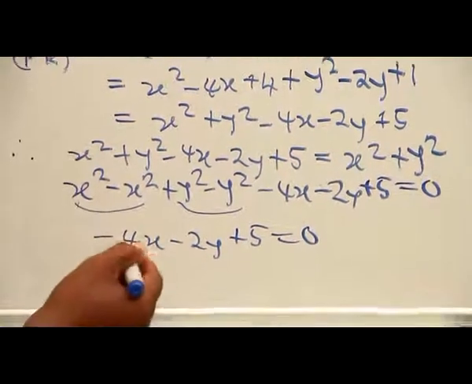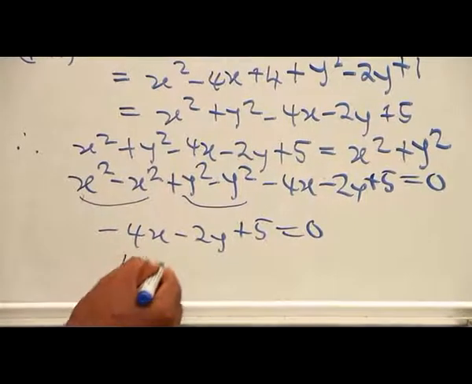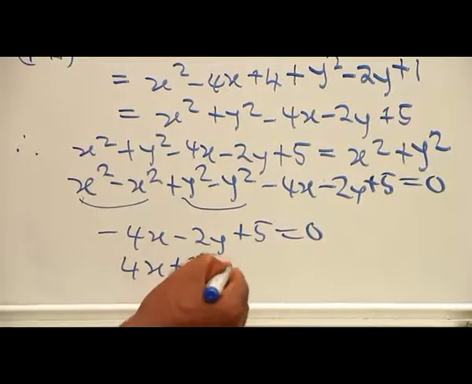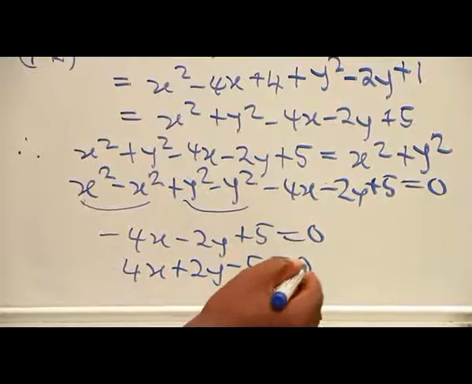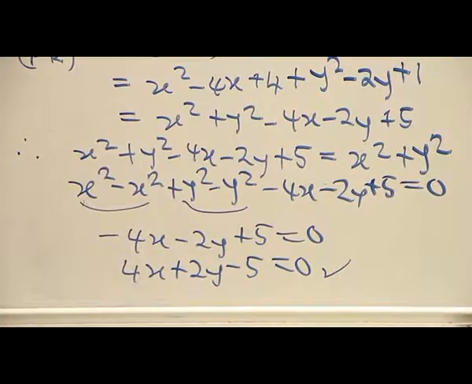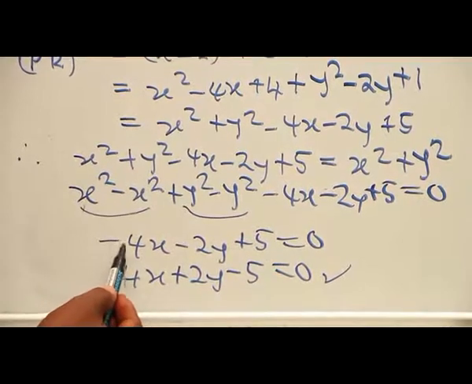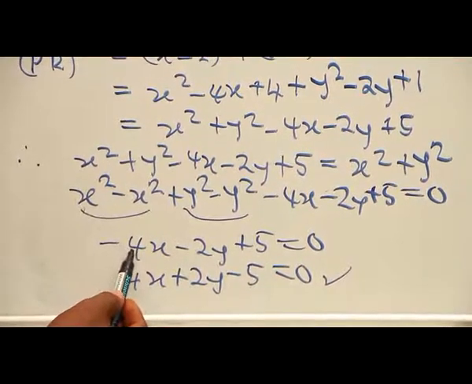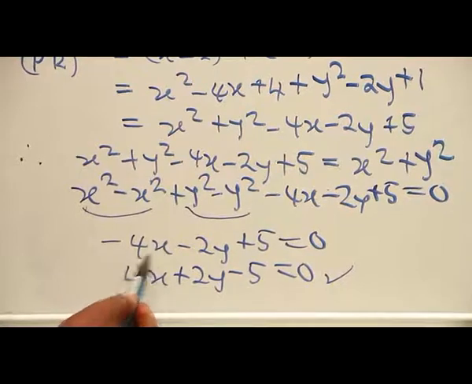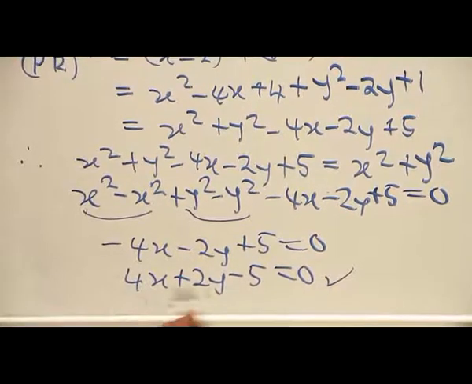Better still, we write it as 4s plus 2y minus 5 equal to 0. This is the correct answer. We multiply through by minus to change the coefficient of s to positive values. It's a better way of writing it.